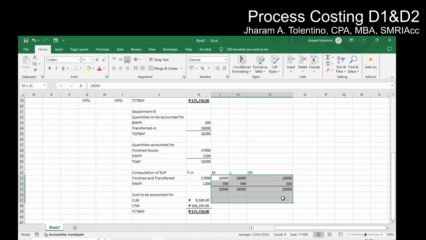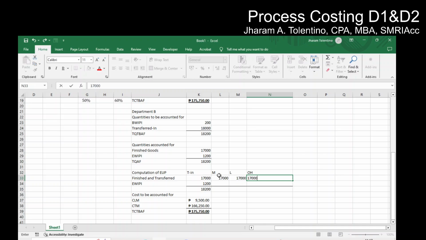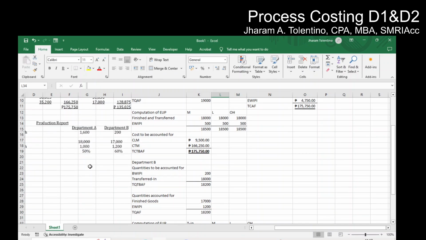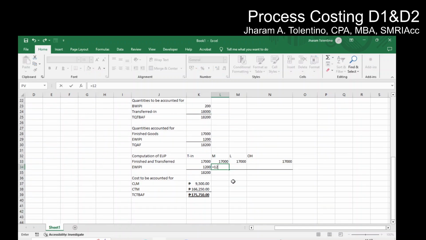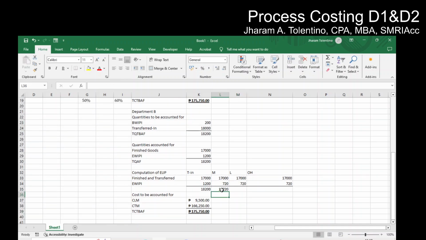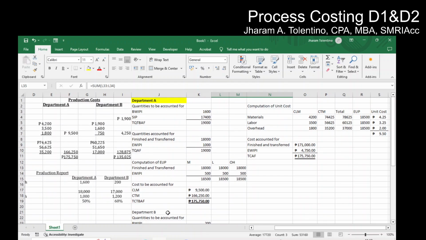There. So we have 18,200 EUP for transferred in. For material, it's the same: 17,000 to 17,000 and then 17,000. For the materials, labor, and overhead of the ending, 60% complete. So, 1,200 times 0.6. So it has 720 for materials, labor, and overhead. They're all the same, so we just use an equal sign. We have 17,720. Okay. Next, for the cost last month, let's just check that.